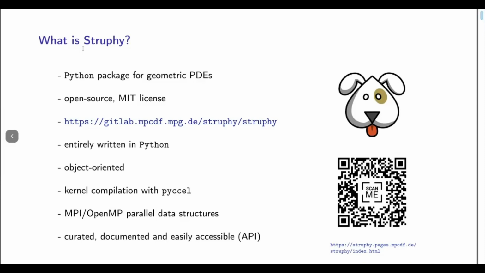So that's what makes our Struphy project actually possible, I would say, this compilation step. On top of the compilation, we also have parallelization in the form of MPI and OpenMP hybrid. The Struphy project is very much curated, documented, and easily accessible via an API.